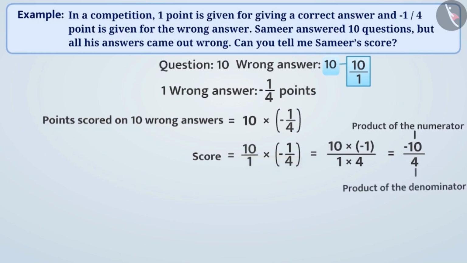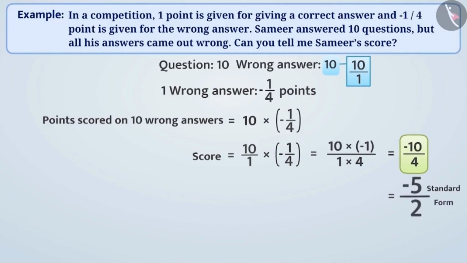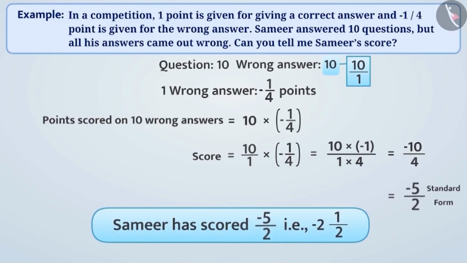Then we express the result as the product of the numerators divided by the product of the denominators. That means the result will be minus 10 by 4. We can also write this rational number as minus 5 by 2 in standard form. Now we can say that Samir has scored minus 5 by 2. We can also write this as minus 2.5.